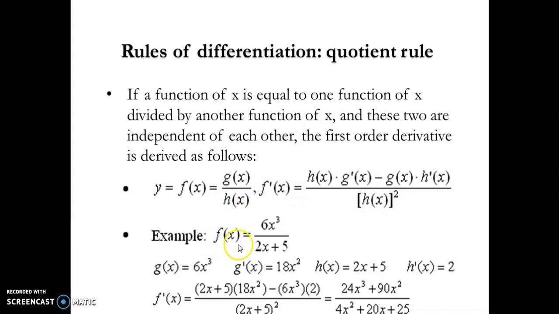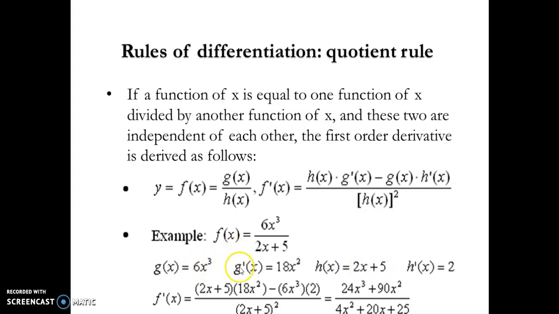So here we have f of x is equal to 6x cubed all over 2x plus 5. So that is your g of x and that is your h of x. g dash of x is the first order derivative of that. So 3 times 6 is 18 and 3 minus 1 is 2. So that's 18x squared. And that's your denominator. It is your h of x. So h dash of x, the first order derivative of that, is simply going to be 1 multiplied by 2 is 2x. Well, 2x, just 2, because the x is raised to the power of 0, which is 1, and the constant differentiates to 0.